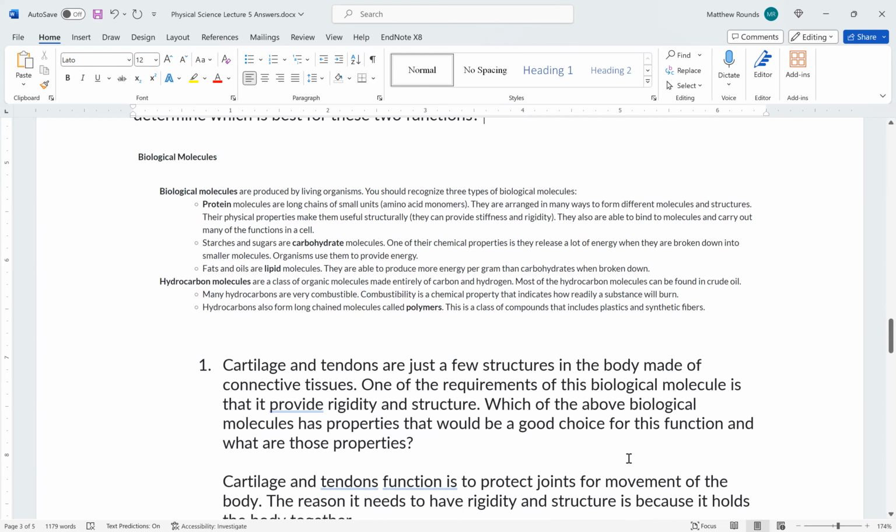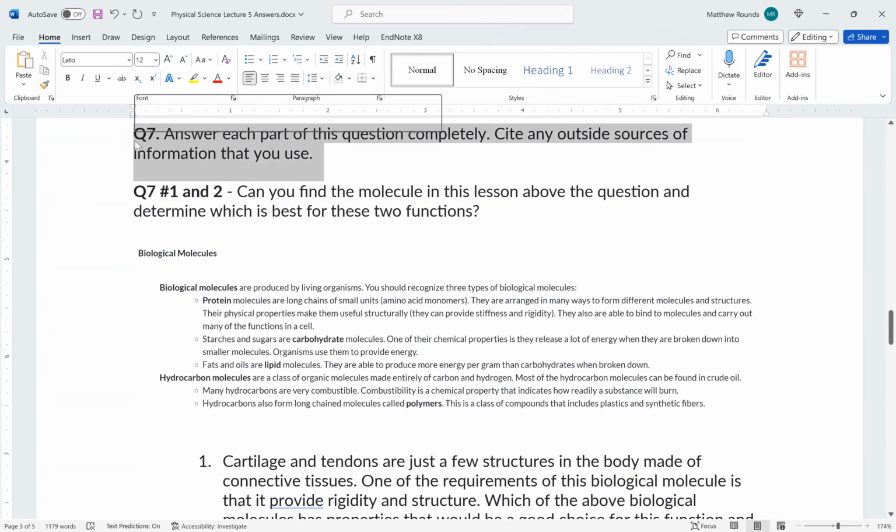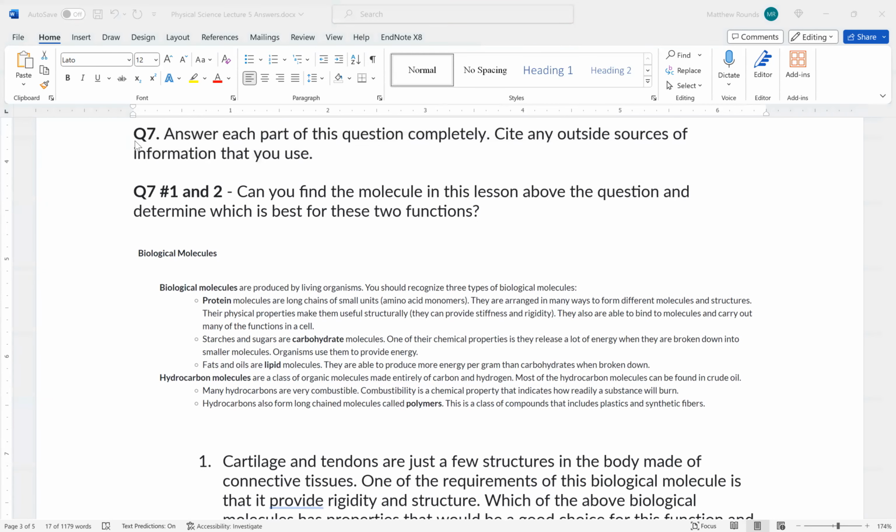So I think what they're asking is which molecule would be a good choice for cartilage and tendons. I'm a little lost. I don't understand how these are related, but let me do a quick search on this, see if I can find out more about what they're looking for.